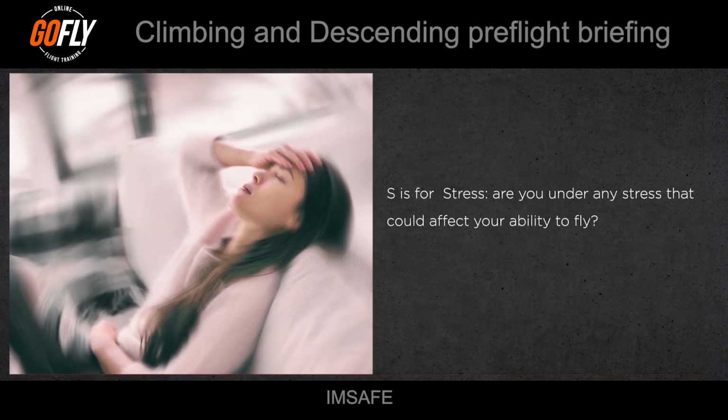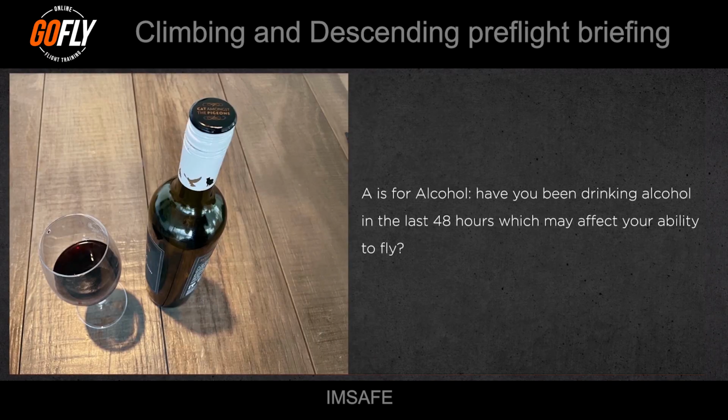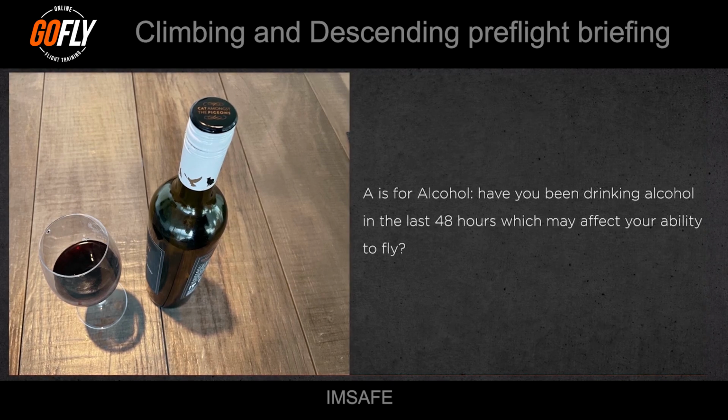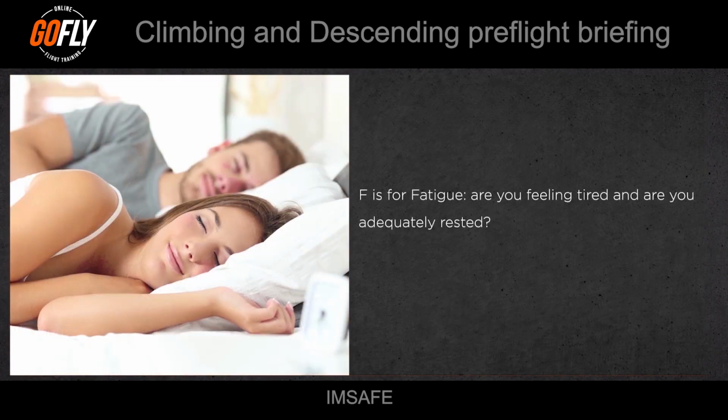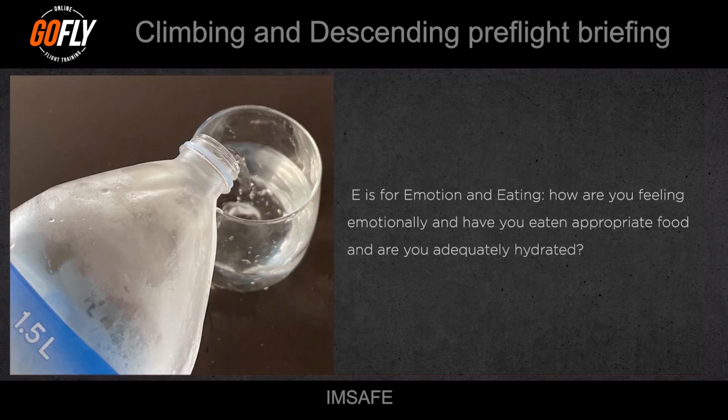S stands for stress. Have you been experiencing any stress lately that may affect your ability to fly? A is for alcohol or drugs. Have you been taking any alcohol or drugs in the last 24 hours that may impact your ability to fly safely? F is for fatigue. Have you had adequate rest and sleep over the last week, and are you hydrated? Have you eaten? E is for emotion. How are your emotions? Do you have any negative emotions that could impact the safety of the flight?